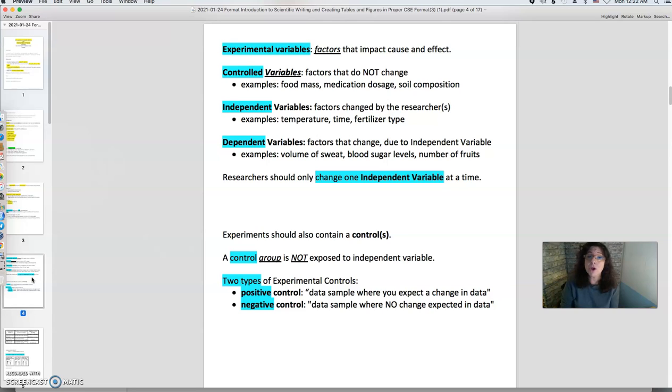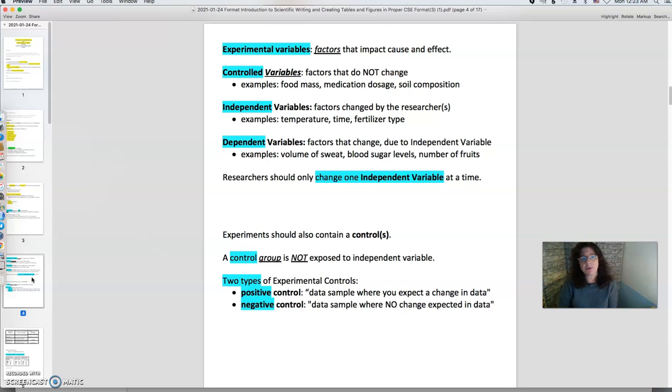Now, you could change those factors. You could give different mass to different animals during the course. You could give different dosages of different medications during the course of the experiment. But in this case, you have chosen not to in these particular controlled variables. They differ for every experiment, and that's kind of the art of putting together an experimental design.